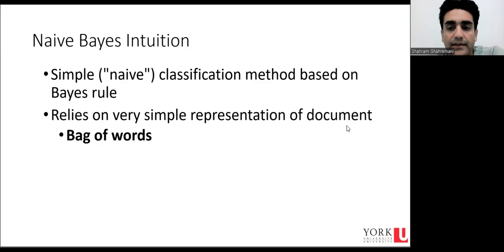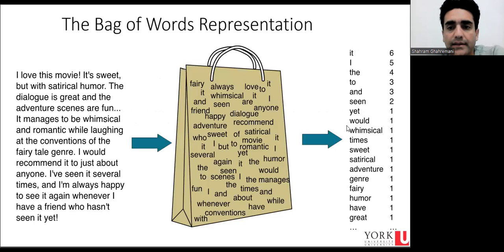Naïve Bayes relies on a very simple representation of the document called the bag of words. Let's look at the bag of words concept. Here's a sample movie review. I love this movie. It's sweet, but with satirical humor and so on. In the bag of words representation, we imagine all the words from this review thrown into a big paper bag and mixed up together. So we don't know what order the words occur in.